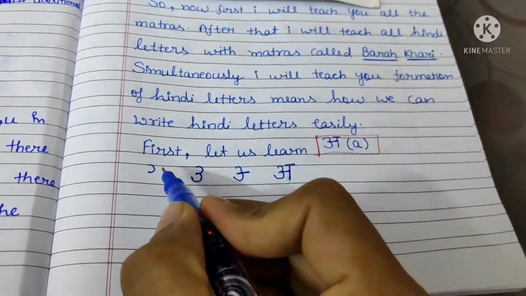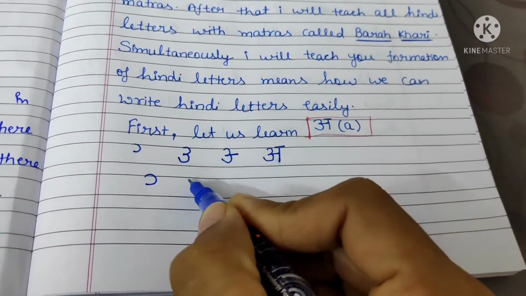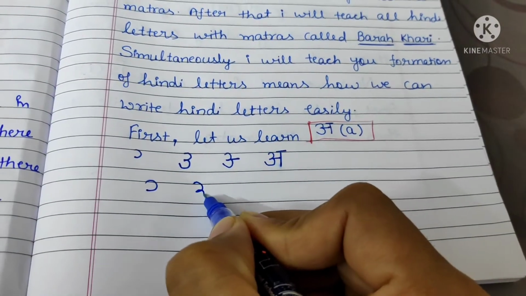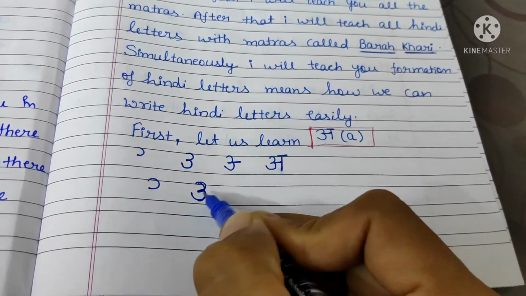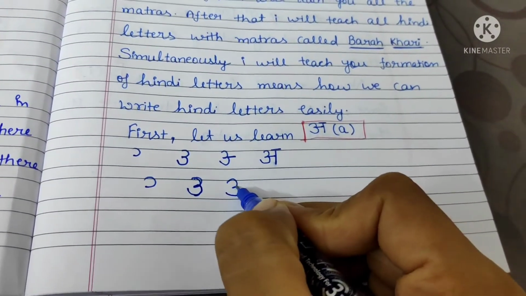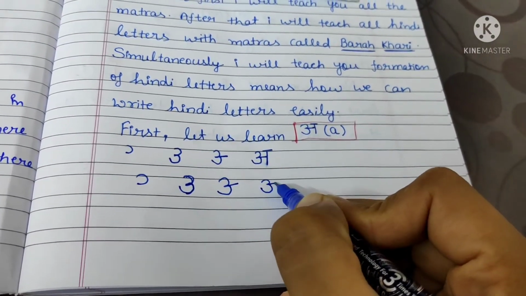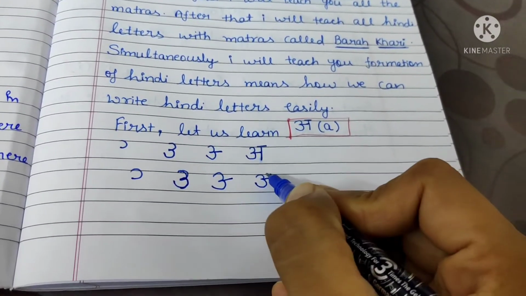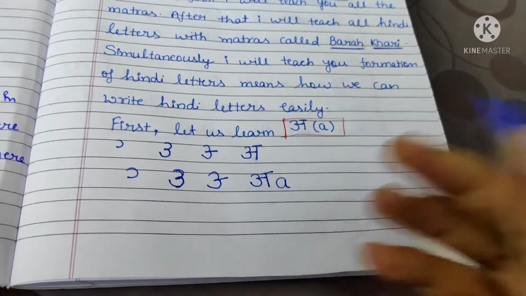So see one more time. First this, then make a 3, means first this, then the sleeping line, then the standing line. So this is the A alphabet.